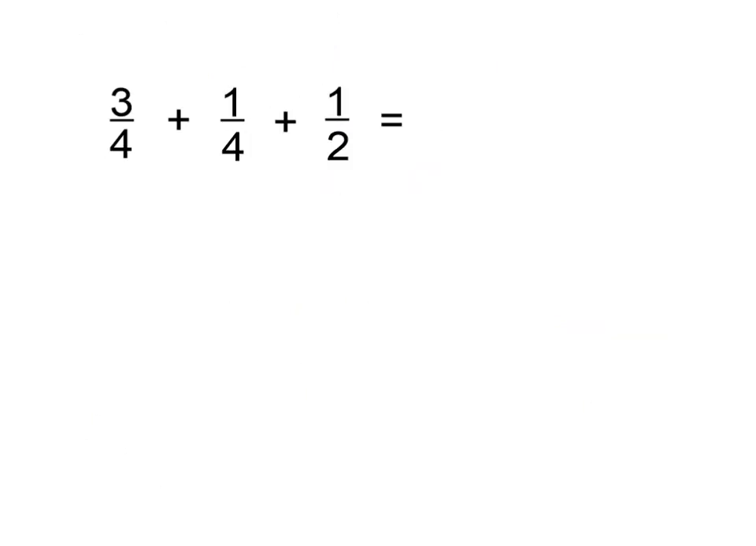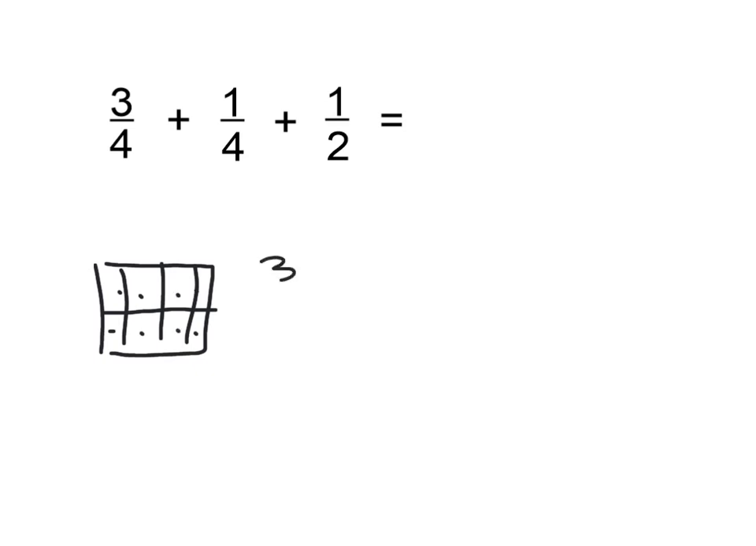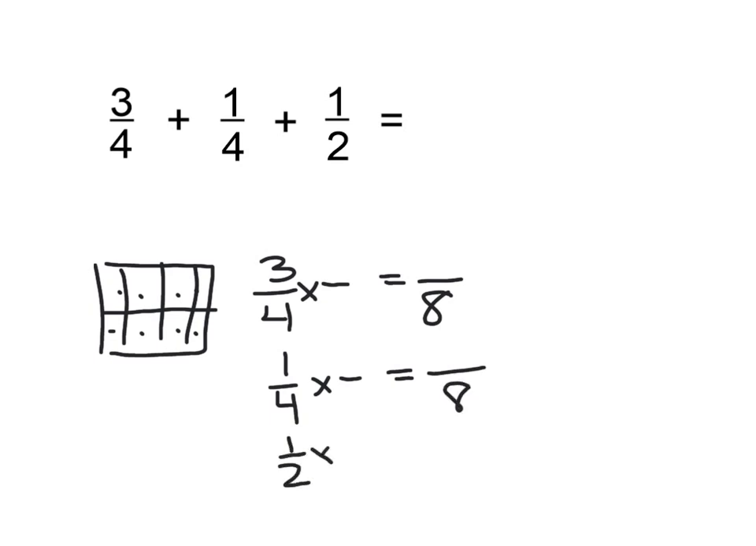Let's try one more problem. What happens if we have 3 fractions to add, like 3/4 plus 1/4 plus 1/2? Well, we still have to find common denominators. So, when we find common denominators, we can split it into fourths, okay? And then we can split into halves. This will tell us one common denominator. There could be more, but we're going to use 1, 2, 3, 4, 5, 6, 7, 8 as our common denominator. So I'm going to use 3/4 times a fraction equals something over 8. I'm going to do 1/4 times a fraction equals something over 8. And I'm going to do 1/2 times something equals something over 8.